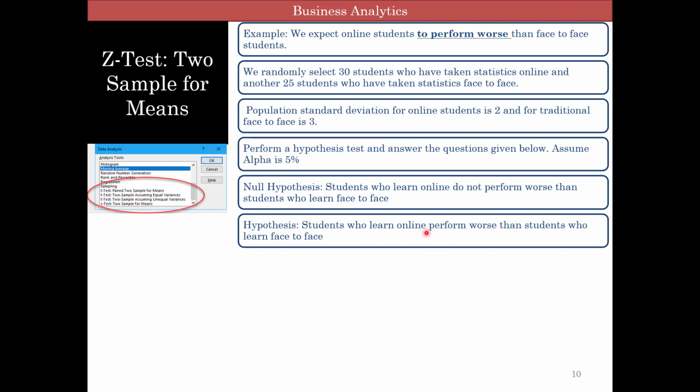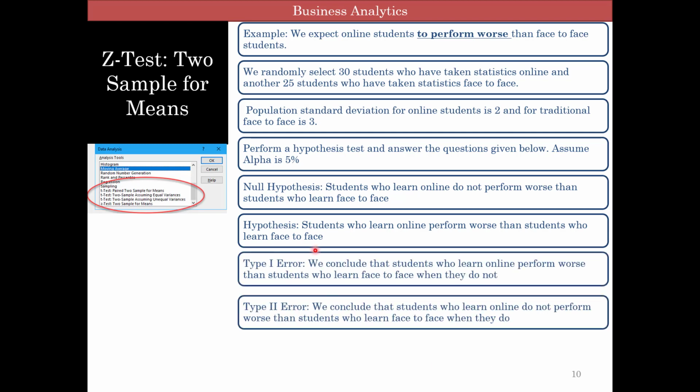Your hypothesis is students who learn online do perform worse. You also write down your type 1 and type 2 error. Type 1: we conclude students who learn online perform worse than face-to-face students when they actually don't. Type 2: we conclude they do not perform worse when they actually do.